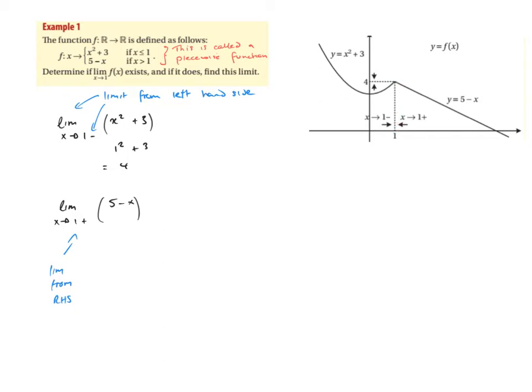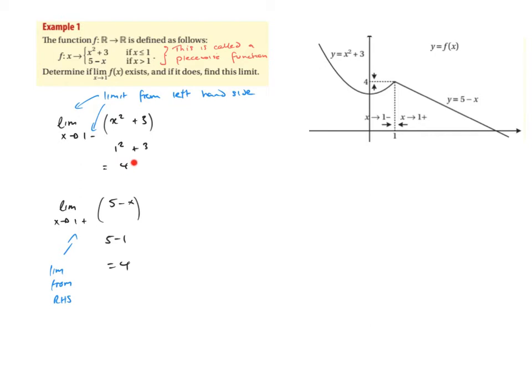Now we're going to do exactly the same from the right. Again, all we do is put in the value. So we now have 5 minus 1, because the limit is 1, and that again is equal to 4. We'd expect that from the graph I've drawn on the right-hand side here. Notice that the limit coming from the left is equal to 4, and the limit coming from the right is equal to 4. This means that the limit does exist, and the limit is 4.